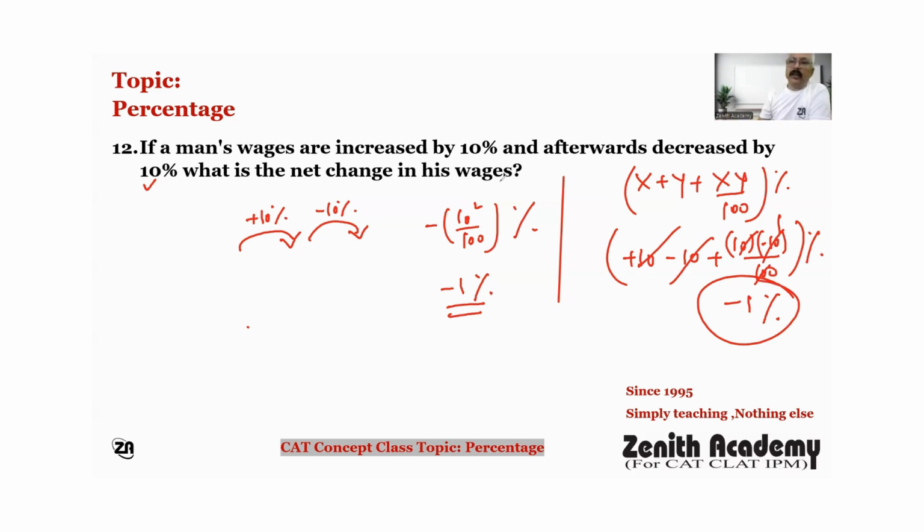So we have already discussed in a concept class, if first increase and then decrease, or first decrease and then increase, it doesn't make any sense. In both cases, the result will be in decrease format, right? And the magnitude must be the same, remember it. So the square of the magnitude by 100% is the answer, minus 1%, a decrease. Okay, simple question already discussed in class.